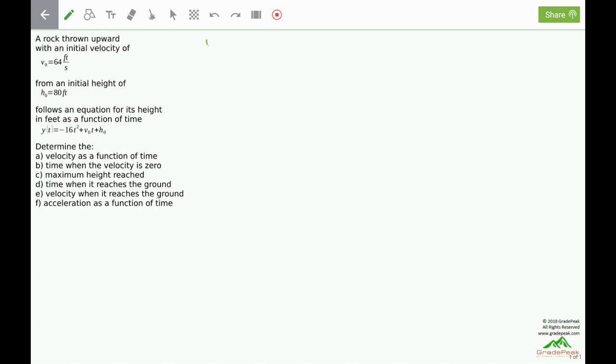Our position function of time here, the height in feet as a function of time, is negative 16t squared plus v naught, which is 64, times t, plus h naught, which is 80.